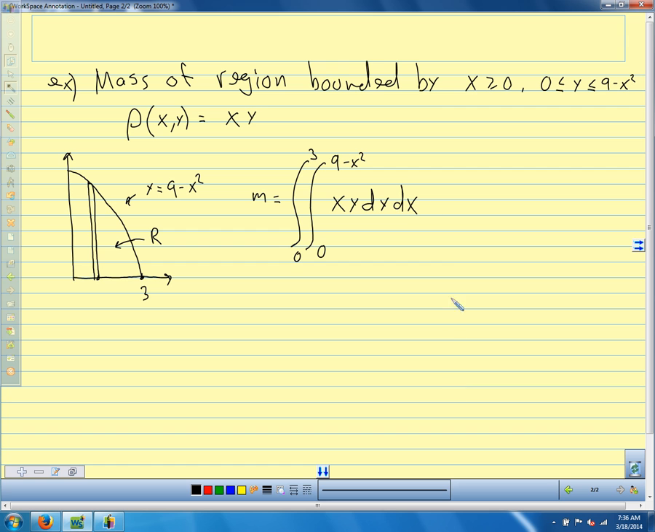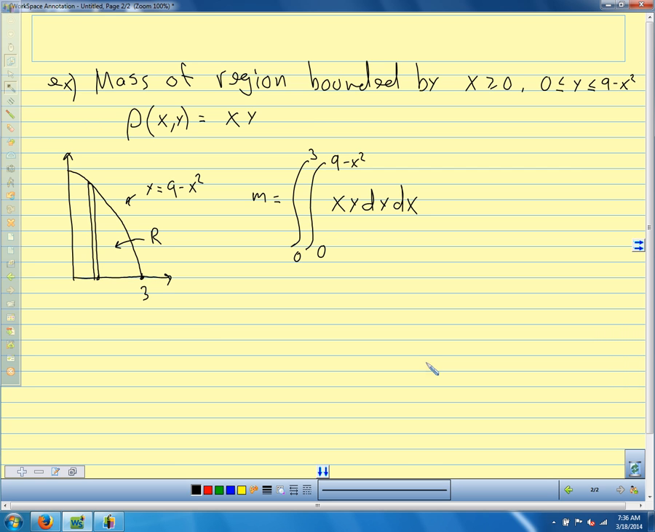So this one wouldn't be a tough one to evaluate. We just end up with polynomials here. So we end up with y squared over 2. We'd be squaring 9 minus x squared, and then we'd evaluate that, x times that, evaluate from 0 to 3. So we'd end up just evaluating integrals involving polynomials. So that wouldn't be a tough one to evaluate. Hopefully not tough. So, questions on the setup there?